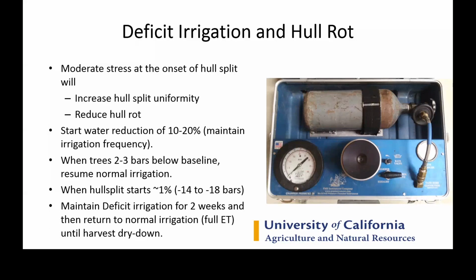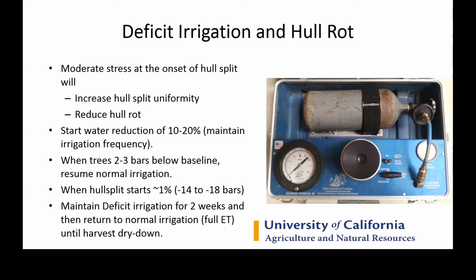So when you start that and your trees reach 2 to 3 bars below baseline, then you resume normal irrigation until hull split starts. The whole idea is that we want the deficit irrigation to be practiced inside the orchard for 2 weeks once the hull split starts. Once the hull split is at approximately 1%, we want the mild stress on the trees to be between -14 to -18 bars for 2 weeks.